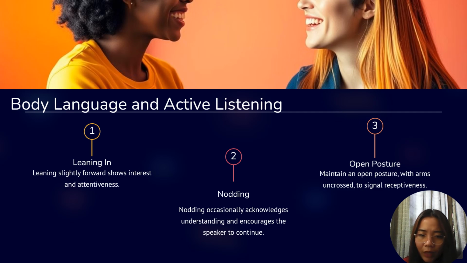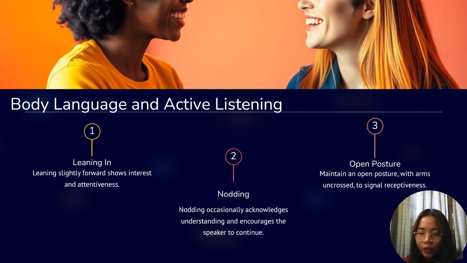Nodding. Nodding occasionally acknowledges understanding and encourages the speakers to continue. So if someone is giving a speech on the stage or explaining something, even in the class while the teacher is explaining, the students should nod if they got what the teacher is explaining, so you will just know this is nodding. It acknowledges understanding and encourages the speakers to continue.